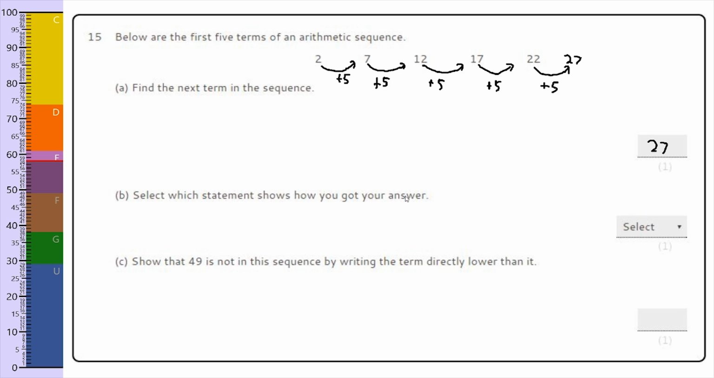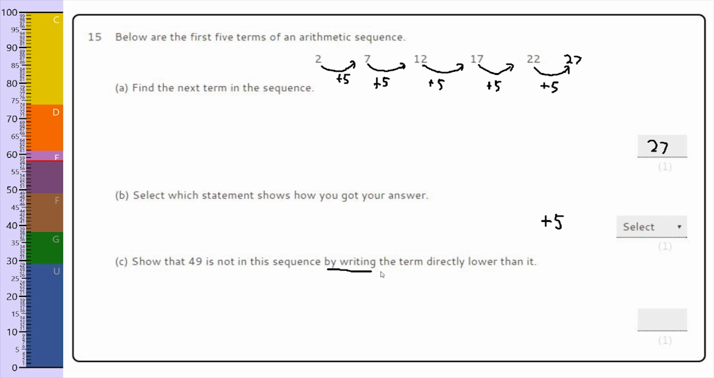Okay, select which statement shows how you got your answer. Well, you can't see the statements, but I'm just going to write down plus 5. You might want to write down it goes up in 5, so I added 5, or a sentence like that, it's fine. Show that 49 is not in the sequence by writing the term directly below it.